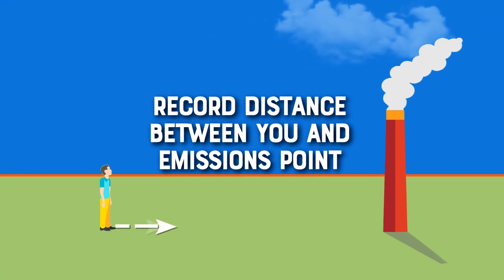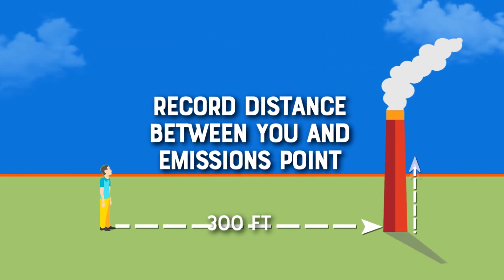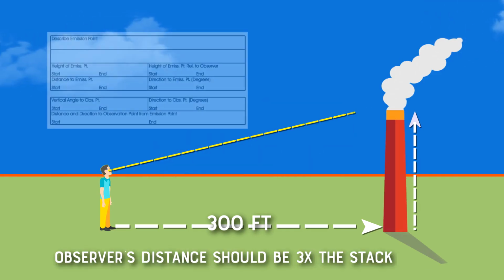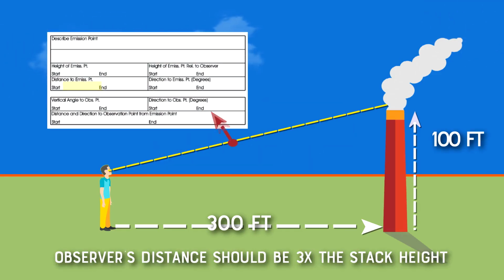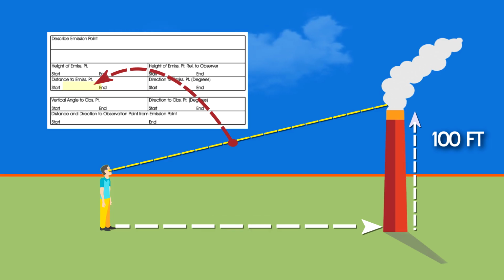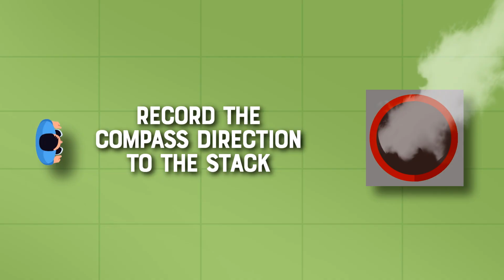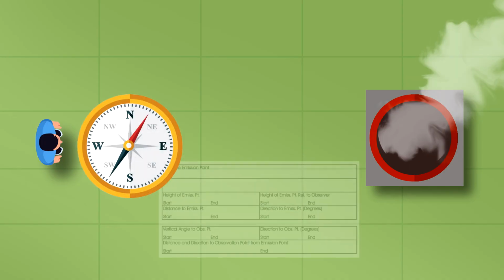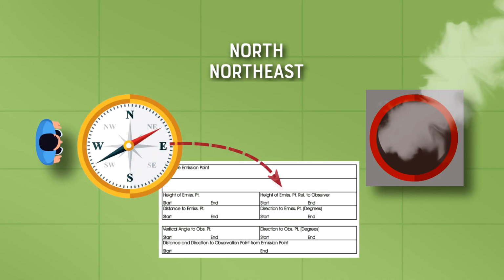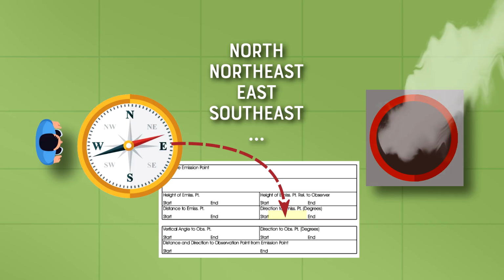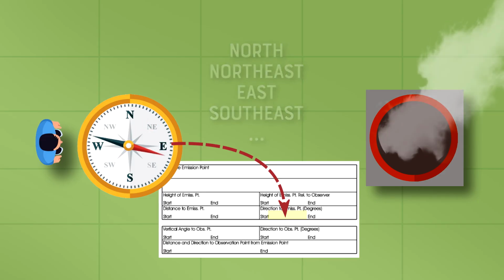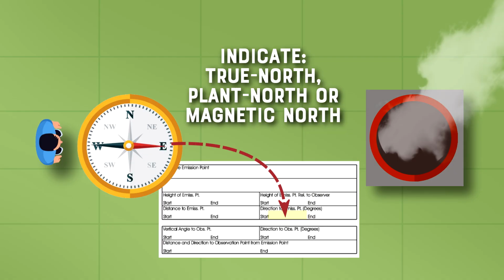Record the distance between your observation position and the emission point. This distance should be approximately 3 times the stack height relative to your position as the observer. Record the direction to the stack using the 8-point compass: north, northeast, east, southeast, etc. When recording direction, indicate whether you are using true north, plant north, or magnetic north.